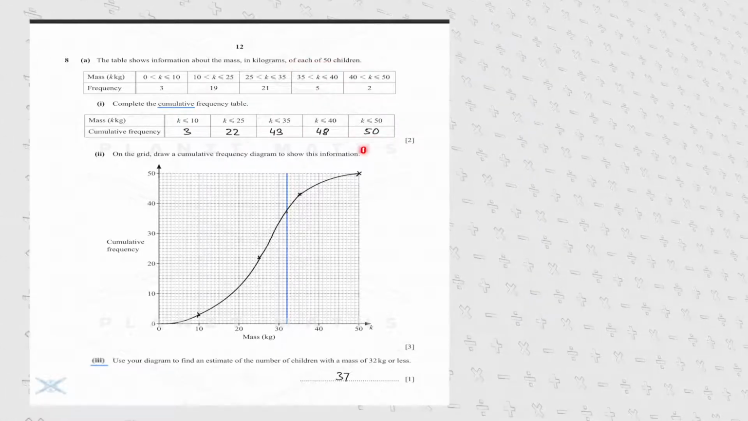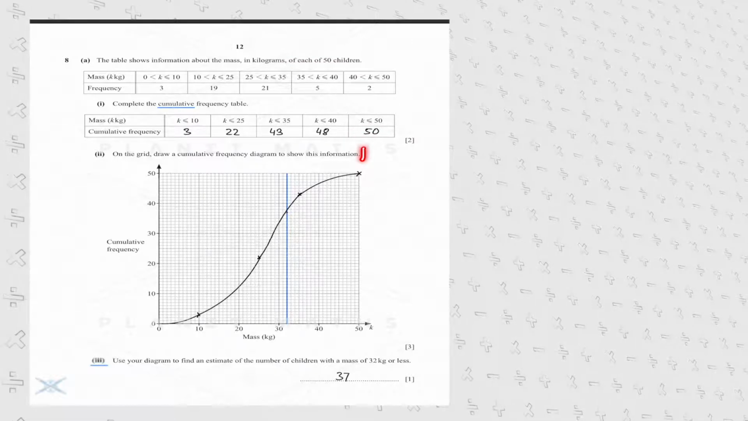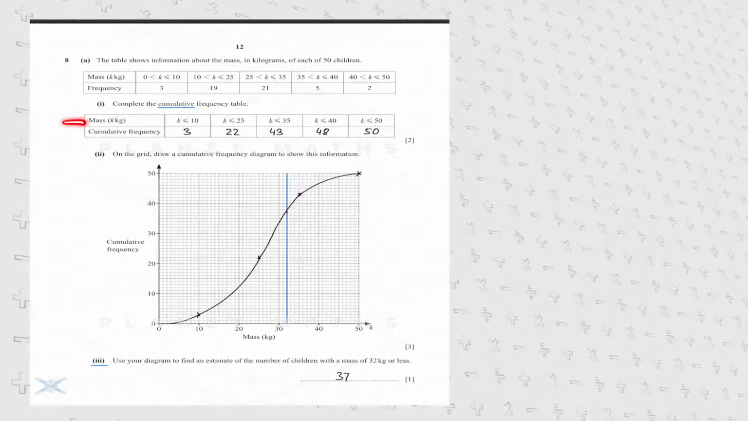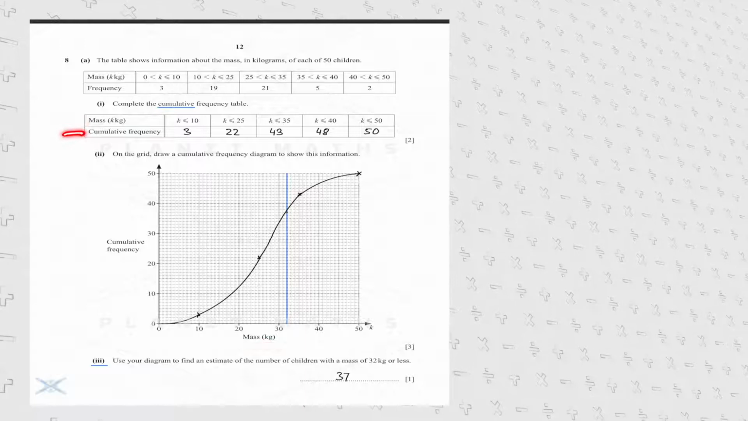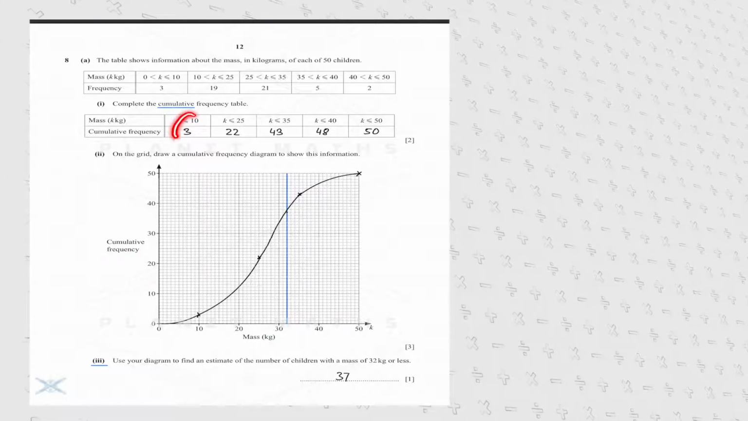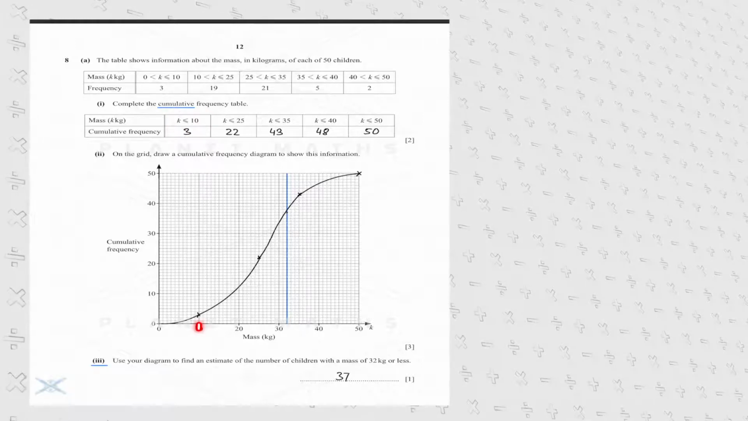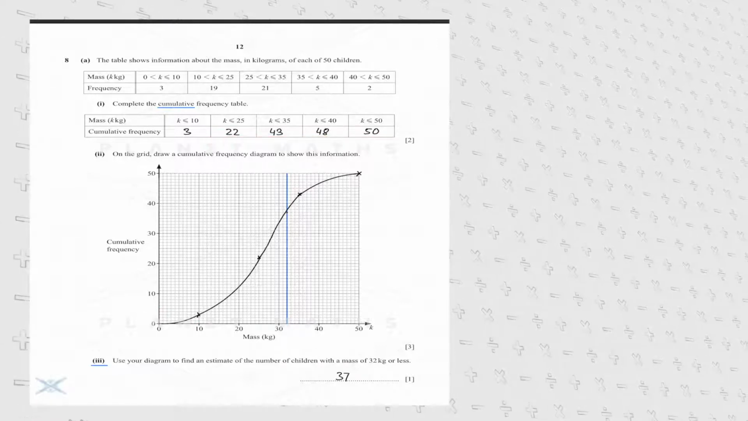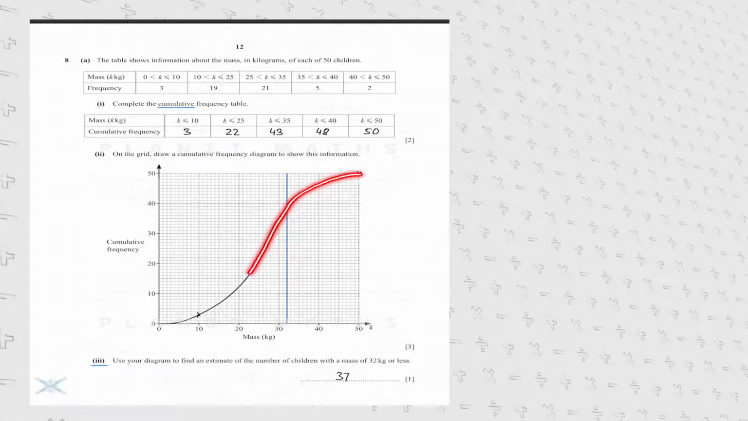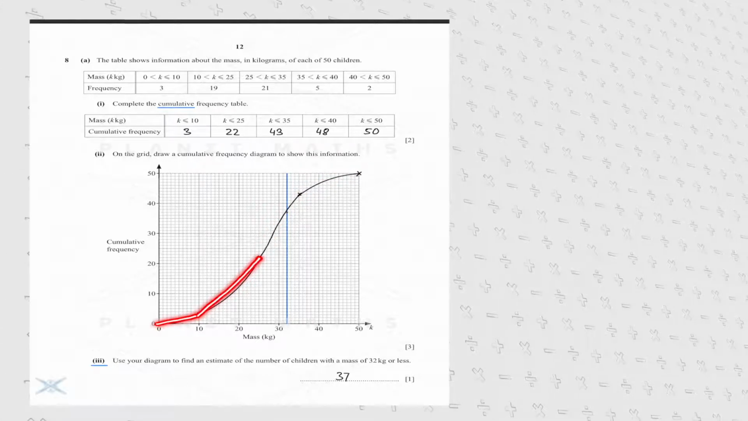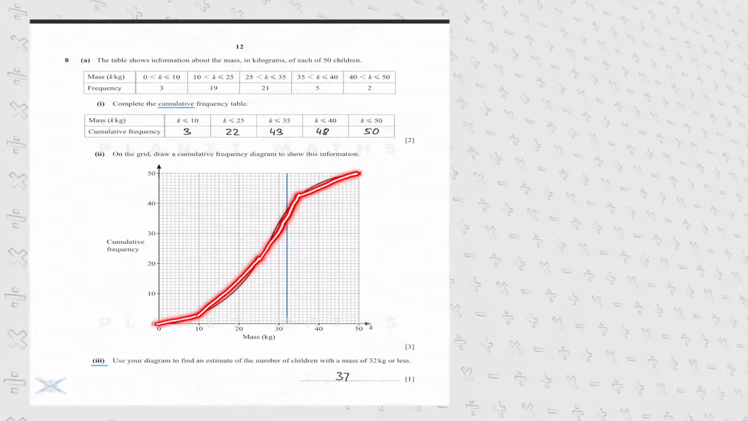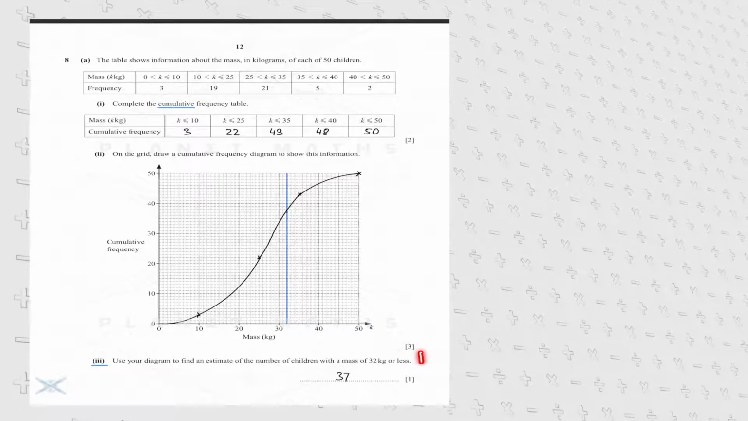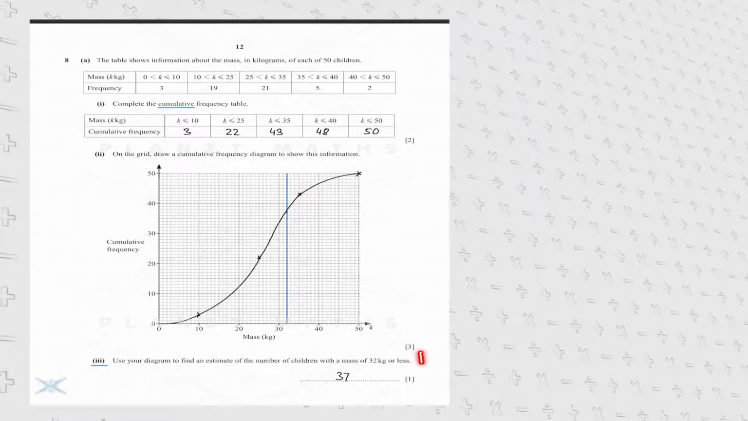In the second part on the grid, we should draw a cumulative frequency diagram to show this information. Plugging this information into the grid is pretty straightforward. The mass is represented by the x-axis and the cumulative frequency by the y-axis. Therefore, the point 10,3 can be found by looking for the mass being 10 kilograms and the cumulative frequency 3. We proceed similarly for all of the remaining values and thereafter connect the dots in the shape of a reasonable curve. Please do not connect those dots in a straight manner, since this would be penalized by the corrector. In the third part of part A of exercise 8, we should now use the diagram to find an estimate of the number of children with a mass of 32 kilograms or less.